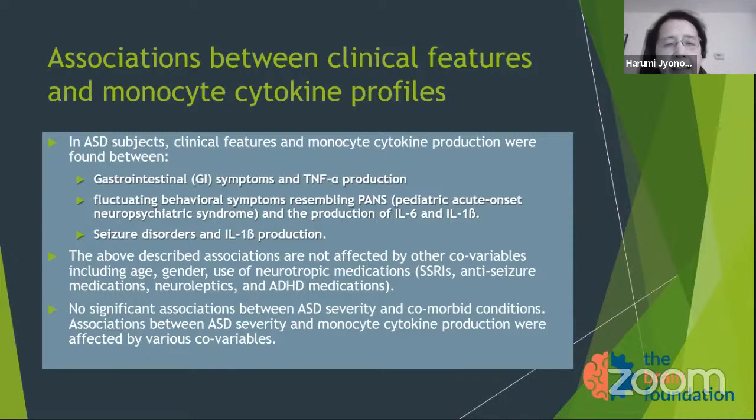It's categorized as PANS, but I don't think the ASD patient has a real PANS. It's more likely post-infectious neuroinflammation, and it does show symptoms like anxiety, OCD, irritability, and worsening hyperactivity type symptoms, and seizure disorders, which is not surprising. At least our data show some association with IL-1 beta production by monocytes.